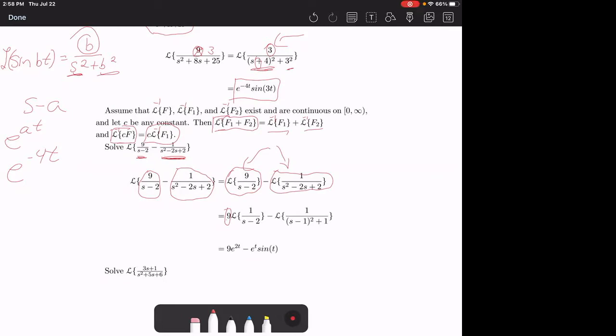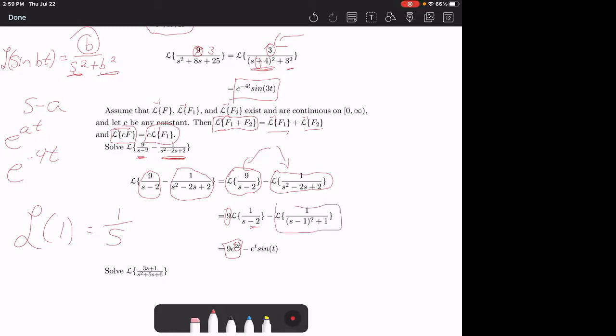So we have 9 times the Laplacian of 1 over s minus 2. Well, that's clearly 9 times e to the 2t, because it's that power of 2 that allows you to translate the s. And remember, 1 over s is the Laplacian of 1. So 1 over s minus 2 is just 1 times e to the 2t.